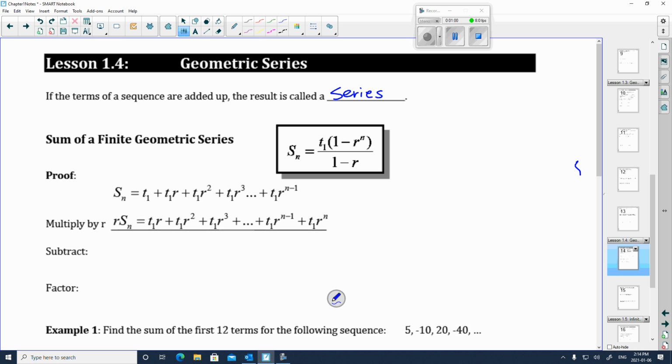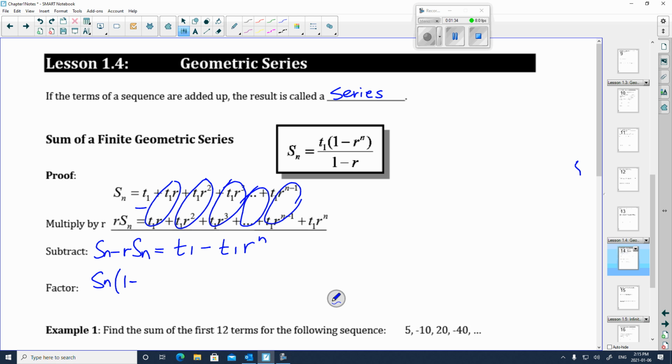Now if I subtract, on the left side, I get Sn minus rSn. So now, if we take this and we subtract, you see these will eliminate, these will eliminate, all these will eliminate, right? And the only thing that I will have left is T1 subtract T1 r to the power n. Now, if I factor out an Sn, I'm left with 1 minus r. If I factor out a term 1, I'm left with 1 minus r to the power n.